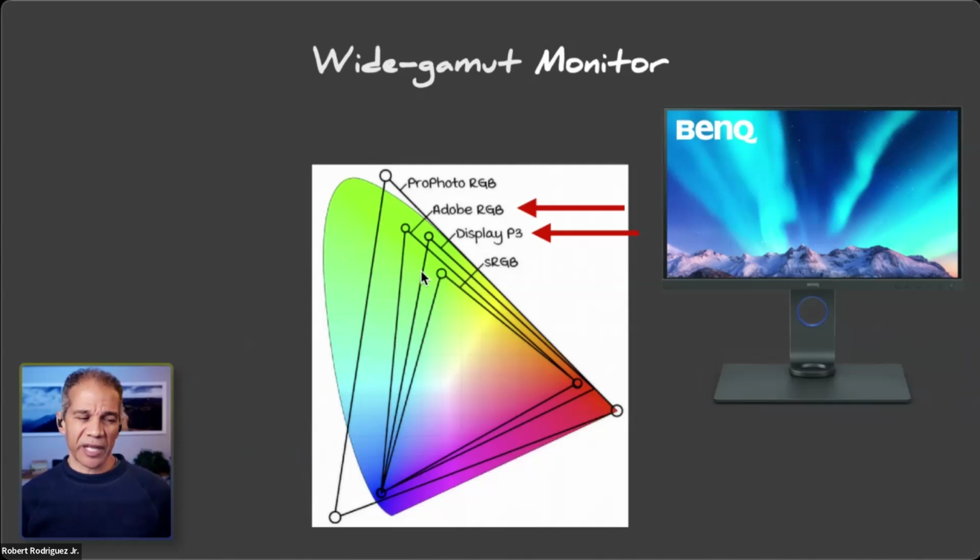Asus also sells wide gamut monitors, as do Eizo and Dell. So when you shop around, look for the wide gamut specification. Make sure that it says Adobe 98 or 99% of Adobe 98. And in the case of Apple, it's going to be P3.